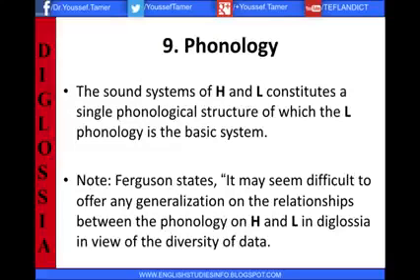So the purpose of all these features is that if you go to some speech community and you find these features, then you can call it a diglossic speech community. If not, you don't. So not all speech communities are diglossic. Only the ones where we have these features of function, grammar, standardization, phonology, we refer to as diglossic speech communities.